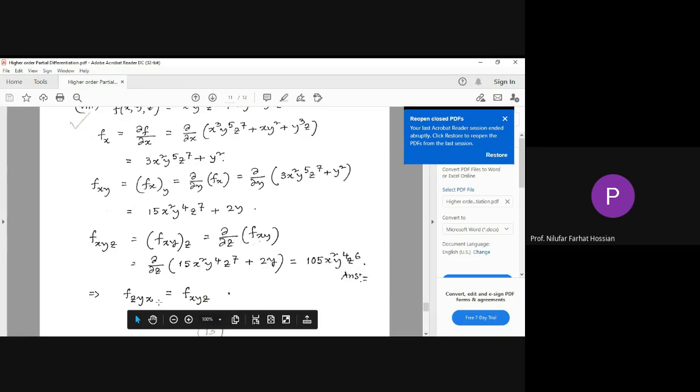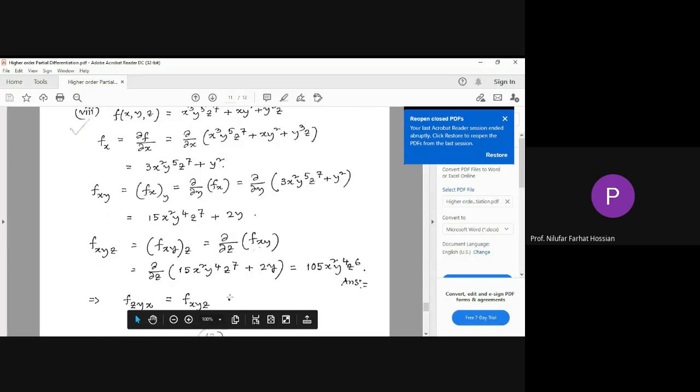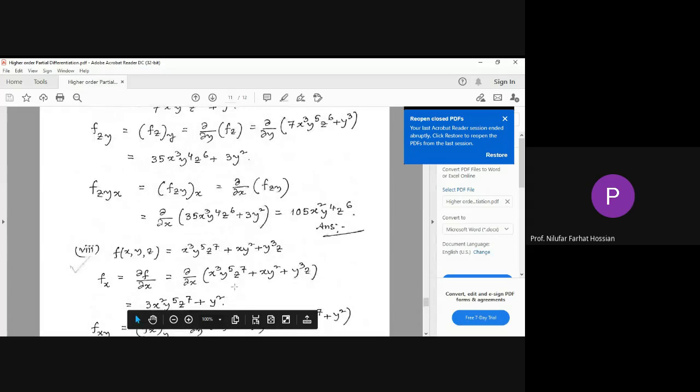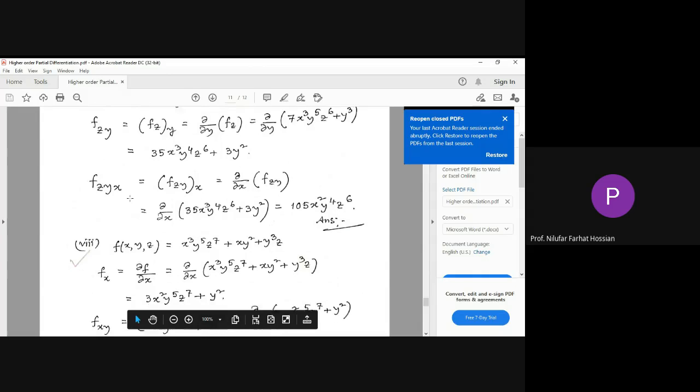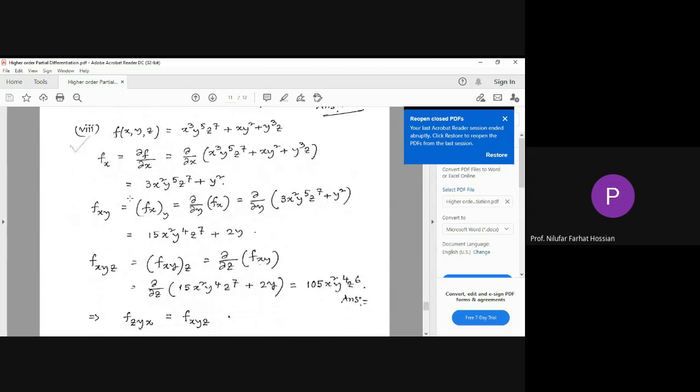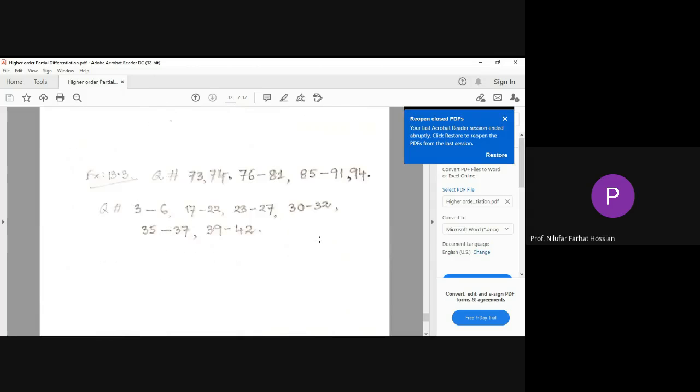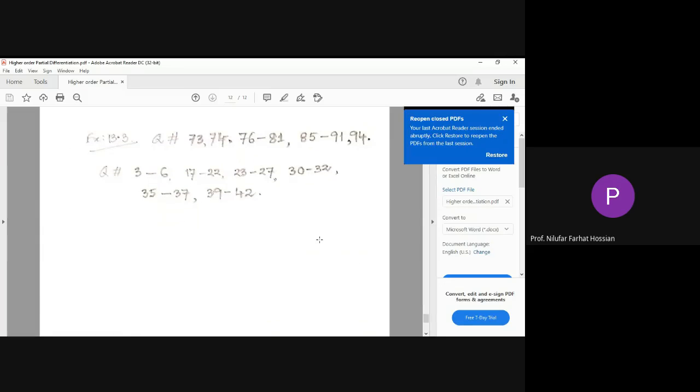So here we see that the last two derivatives are equal. F z y x and f x y z, they are same. It happens for this particular function, but it is not always same.